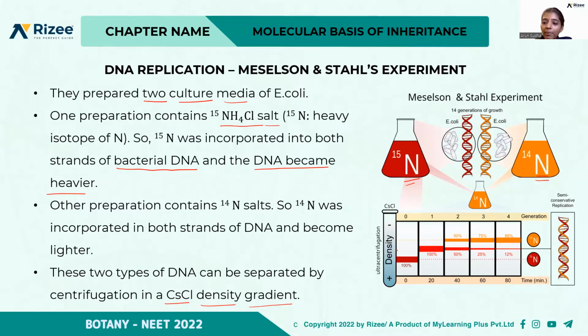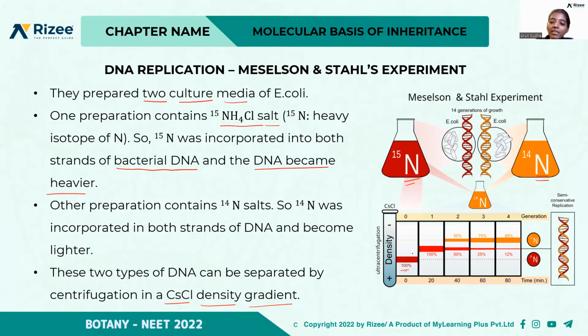So what happened here? This is the ultracentrifugation, and they are separated based on density. The 100% N15 DNA will have a high density, so it forms a band at the bottom here. But in the case of N14, they form the band at the top.